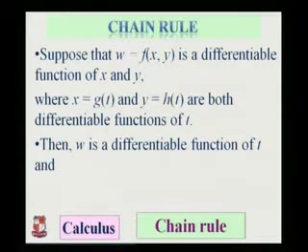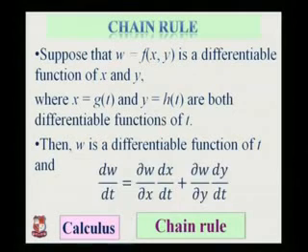Suppose that w is equal to f of x, y is a differentiable function of x and y, where x is equal to g of t and y is equal to h of t are both differentiable functions of t. Then w is also a differentiable function of t, and we have dw by dt. Here w is a function directly of t, so that's why we are using the d here.